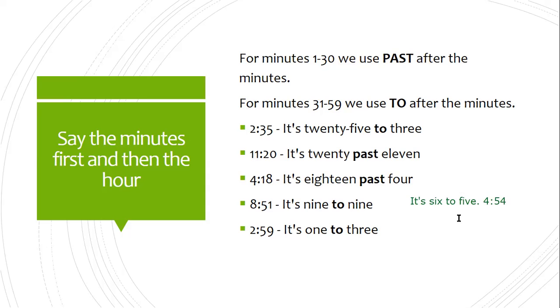Correcto. O sea, que tendríamos que usar en vez del to el past. Vamos a llegar ahí. Perdón, teacher, dijo que del 31 en adelante utilizo to. Okay. Del 31 en adelante. Y del 1 al 30 utilizo past. También viendo los ejemplos, cuando es de 1 a 30 se menciona la hora actual, y cuando es de 31 a 59 se menciona la hora que va a ser. Correcto. Excellent. That is correct.